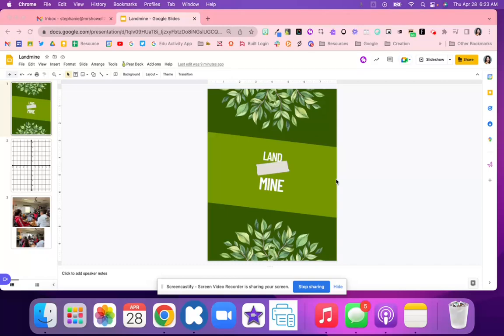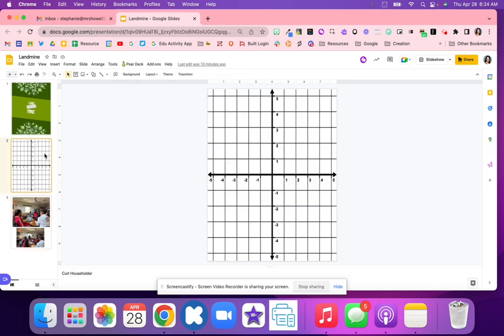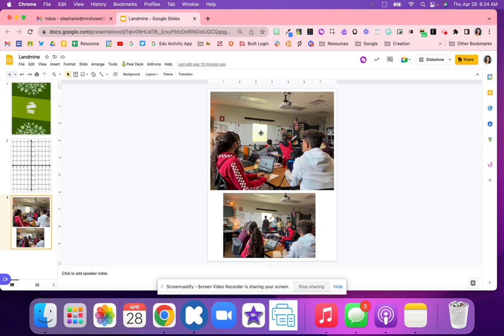So, Landmine is a really fun game that you can play with your students. I was just in a class recently, and this idea came from Kurt Householder, who introduced it to Kristen Ramsdale. As you can see here, there's this giant grid up on her whiteboard, and students would walk up to the grid once Miss Ramsdale called out their team name.